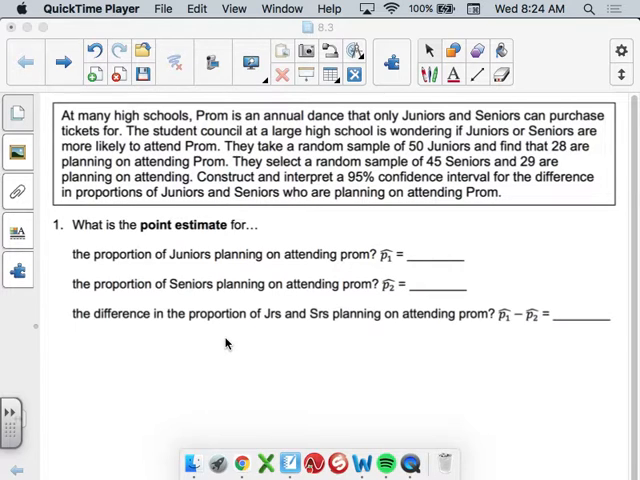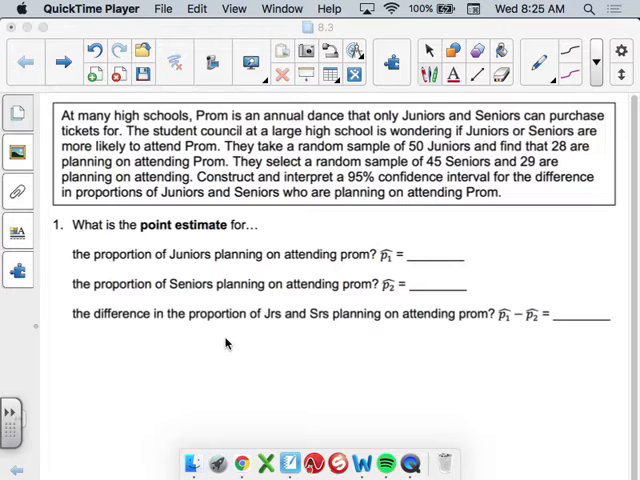That's right. Okay. So we're gonna do confidence intervals today, but for two samples. So the difference, it's always like the difference between two samples. Today's example is about prom: what's the difference between the percent of juniors who are attending prom and the percent of seniors who are attending prom?